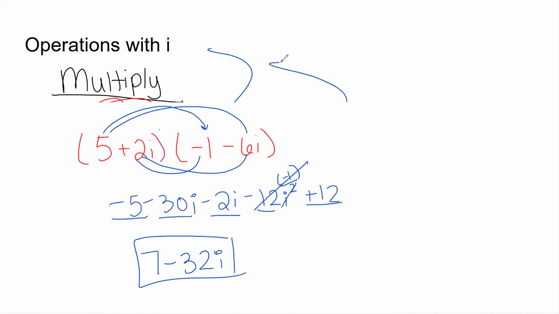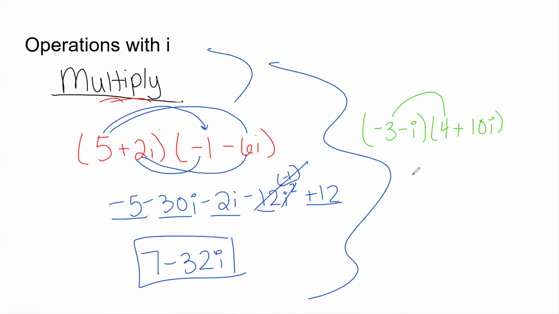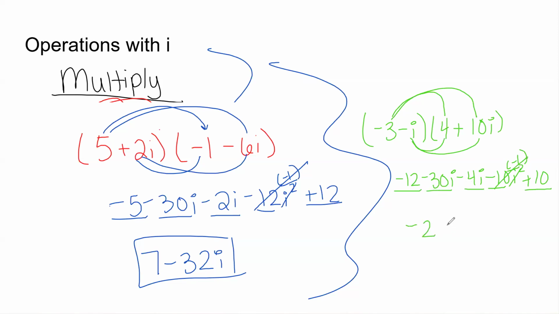I'll do another one. Negative 3 minus i times 4 plus 10i. Okay, on the green one, negative 3 times 4 is negative 12. Negative 3 times 10i would be negative 30i. That would be negative 4i. And that would be negative 10i squared. But i squared is negative 1. Negative 10 times negative 1 is 10. Negative 12 plus 10 is negative 2. You owe me 30, you owe me 4, you owe me 34i.